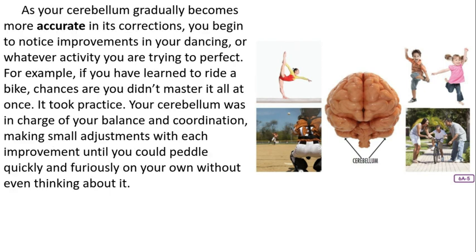For example, if you have learned to ride a bike, chances are you didn't master it all at once. It took practice. Your cerebellum was in charge of your balance and coordination, making small adjustments with each improvement until you could pedal quickly and furiously on your own without even thinking about it. It's as easy as riding a bike.